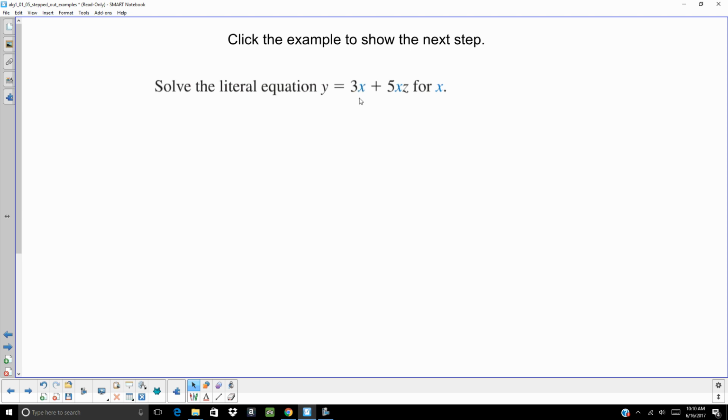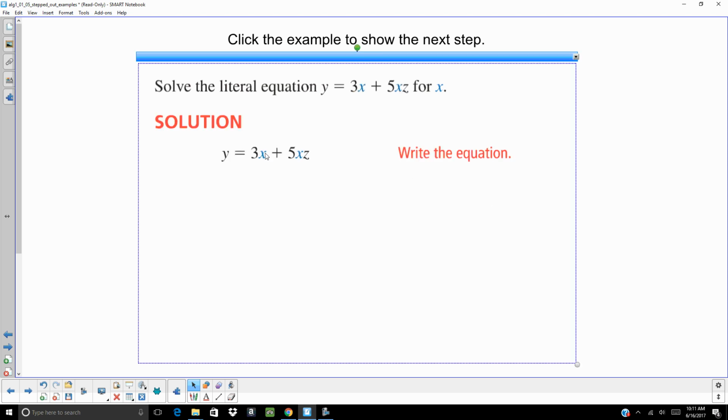All right, let's do one where we've got an x, and it's actually in 2 locations. What I notice right away is I've got a 3x and a 5xz. Those are not like terms, so those cannot be combined. But then I'm a little perplexed because I've got an x and an x. So I kind of have to figure out what am I going to do? Well, I'm actually going to take that x out, do the opposite of the distributive property, because x times 3 gives me 3x, x times 5z would give me that 5xz.